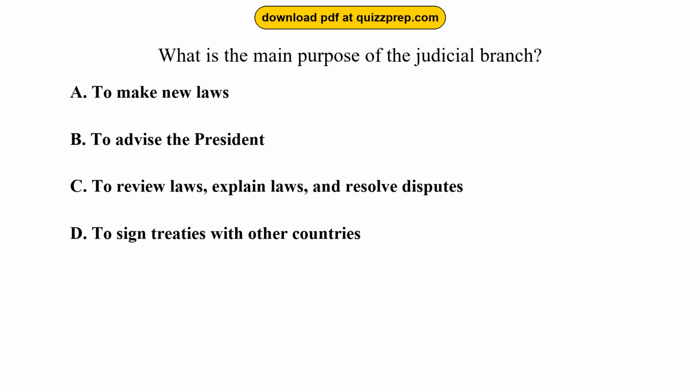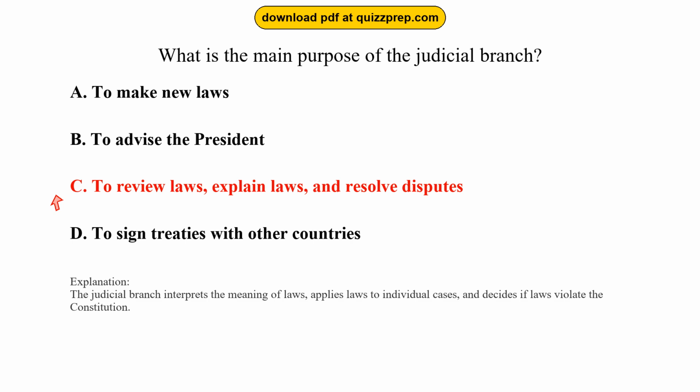Question 67. What is the main purpose of the judicial branch? Option A, to make new laws. Option B, to advise the President. Option C, to review laws, explain laws, and resolve disputes. Option D, to sign treaties with other countries. The correct answer is option C, to review laws, explain laws, and resolve disputes. The judicial branch interprets the meaning of laws, applies laws to individual cases, and decides if laws violate the Constitution.